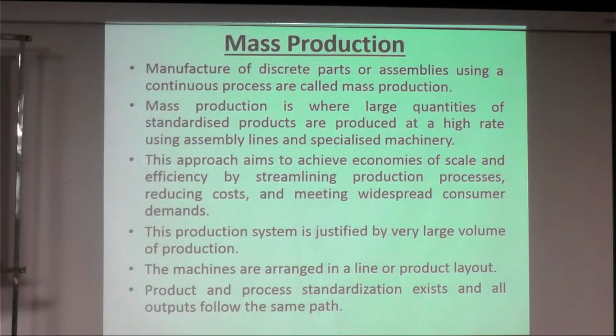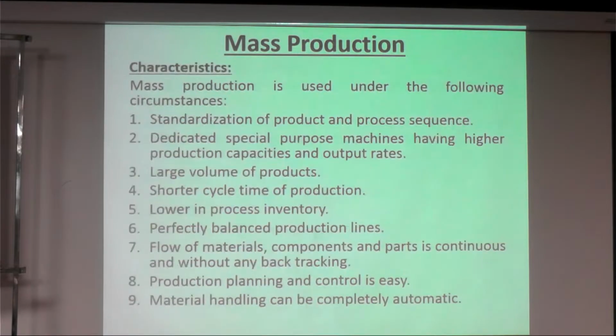The production system is justified by very large volume of production. The machines are arranged in a line or product layout. Product and process standardization exists, and all outputs follow the same path.